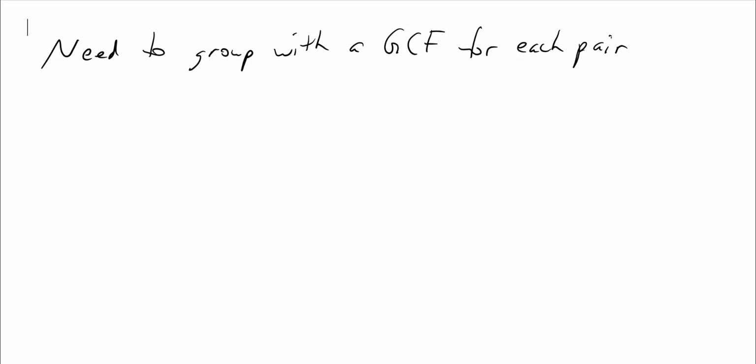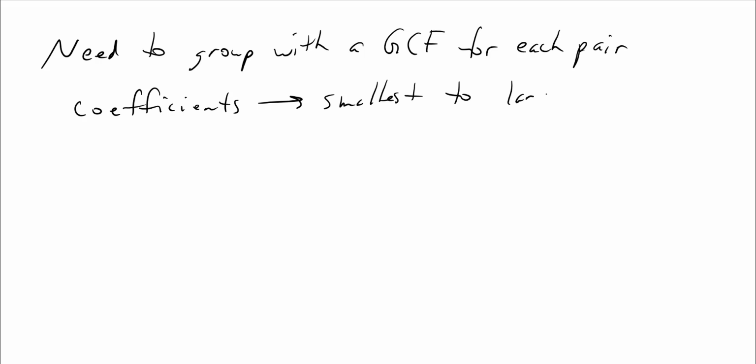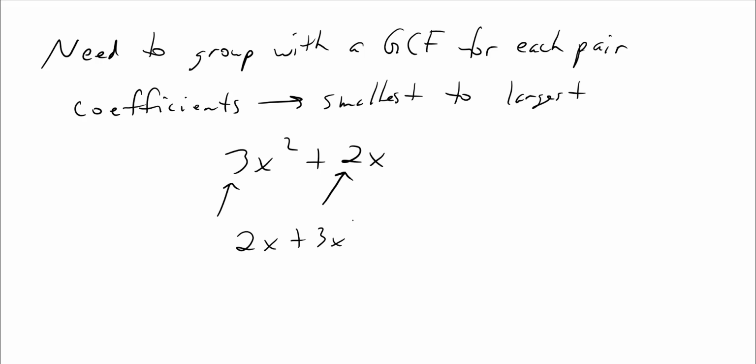Okay, so when you have those two terms, you've got to have a greatest common factor. Once you group them, your coefficients are going to be arranged from smallest to largest. What I mean by coefficients is, if I have 3x squared plus 2x, the coefficients are the 3 and that 2. So you would arrange this as 2x plus 3x squared.